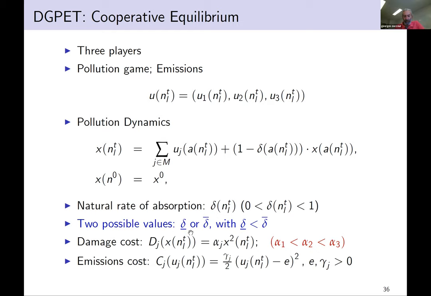So let me again simplify my life and yours by saying that we have only two possible values. This delta can take delta lower bar or delta upper bar with this inequality. Now, suppose that each country has a damage cost. This is what we call environmental damage cost in terms of health, in terms of whatever you want. And again, suppose that it is quadratic in the pollution stock. And there is an emission cost, which is given by this formula. Okay, so E is a given parameter and gamma J is a given parameter.